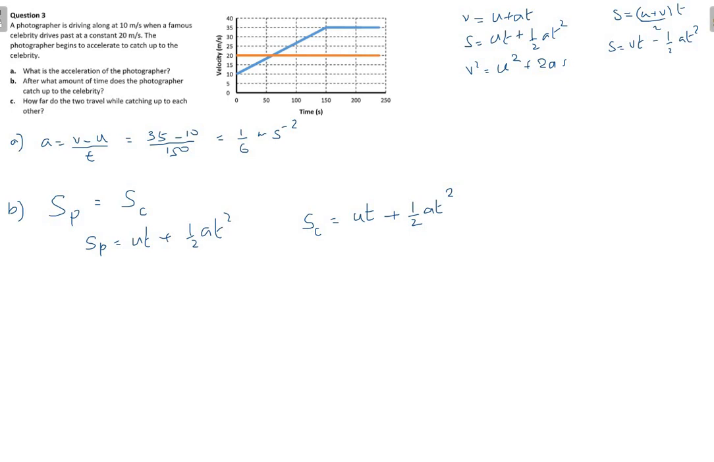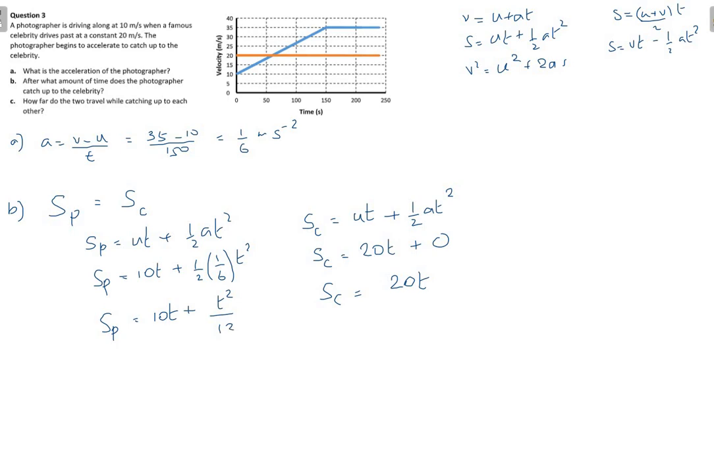So s_p is equal to ut plus half at squared. Now u is 10, t we call t for now, half, acceleration is 1/6, and t is t squared. For the celebrity, we have the displacement as ut. Now u is 20, but acceleration is 0, so that term is 0. So s_c is 20t. The displacement for the photographer, simplified, is 10t plus t squared over 12.